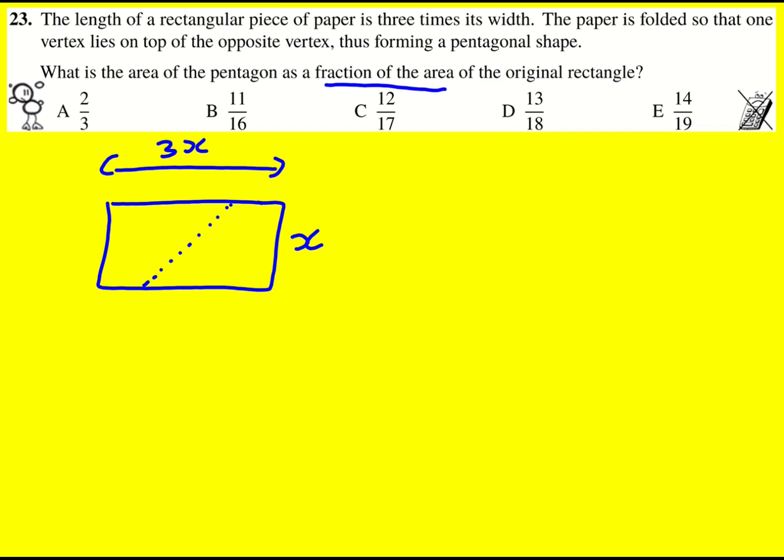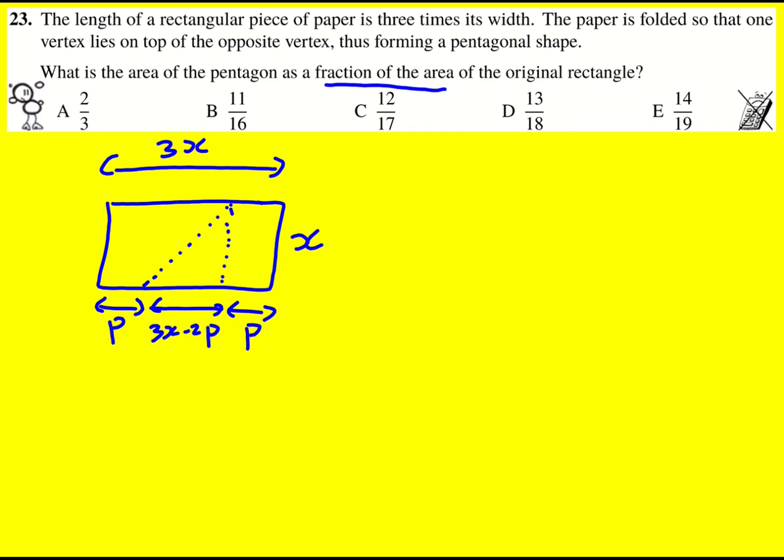So what I then did is I decided to call this P. If I draw a line coming down the middle like this, then for the same reason, this will also be P. And therefore this length here is going to be 3x minus 2p. Okay, these are just some things that we can add onto the diagram.